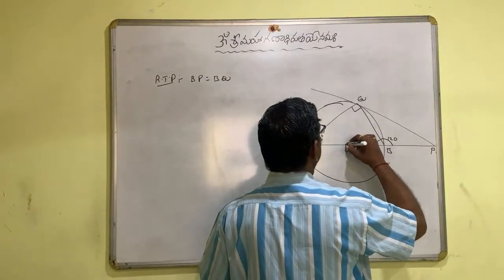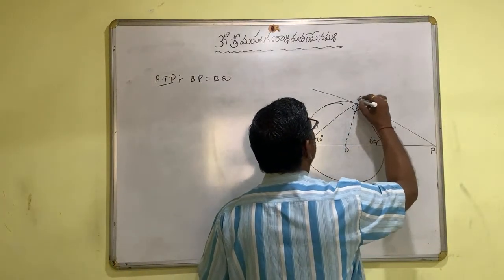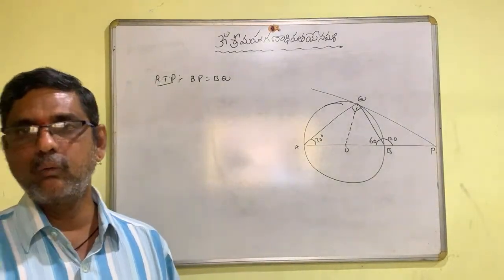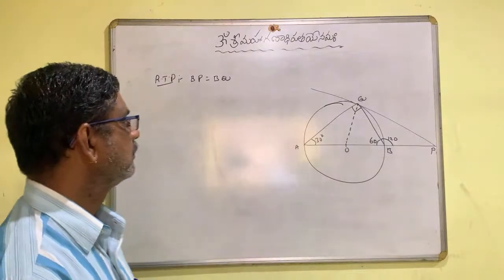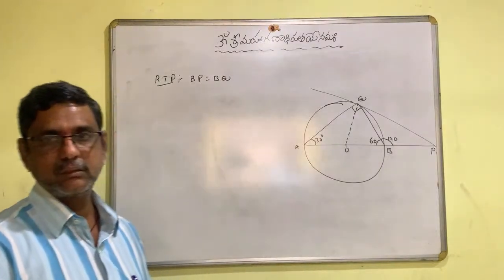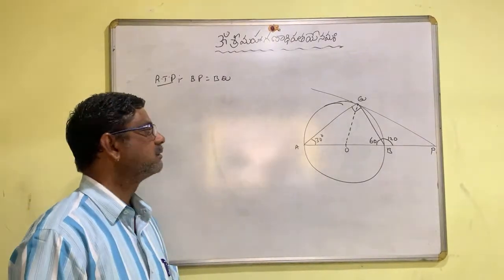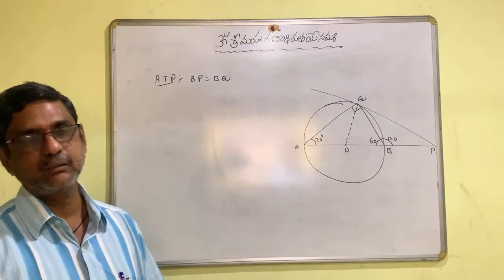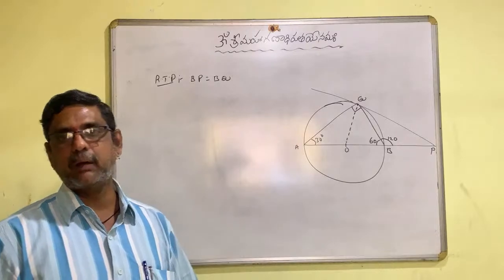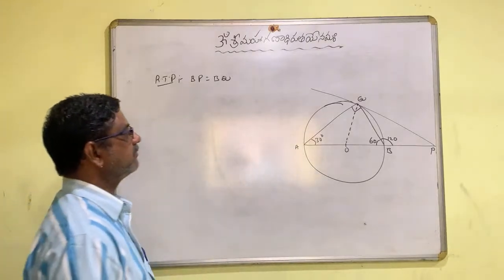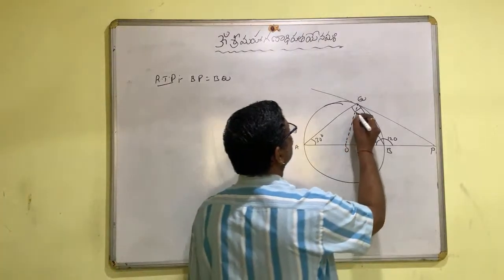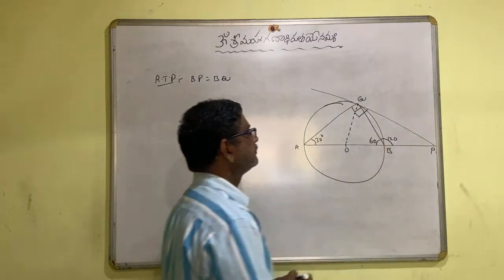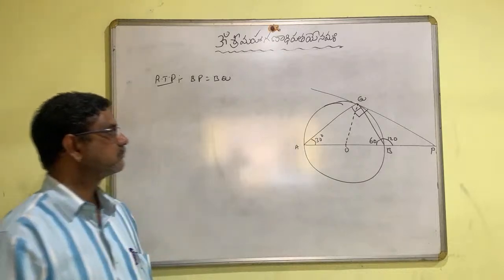Join OQ. This is construction. Join OQ. We know OQ is radius and PQ is tangent. We know radius is perpendicular to the tangent at the point of contact. So this angle is 90.